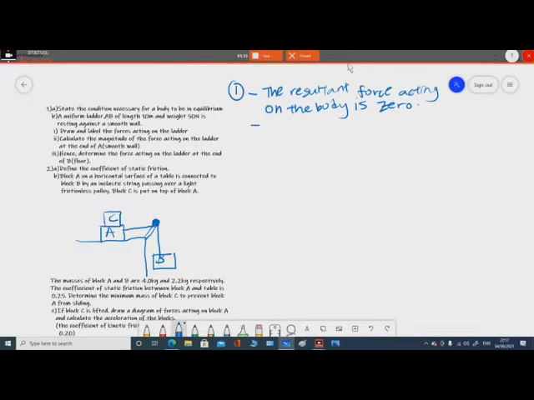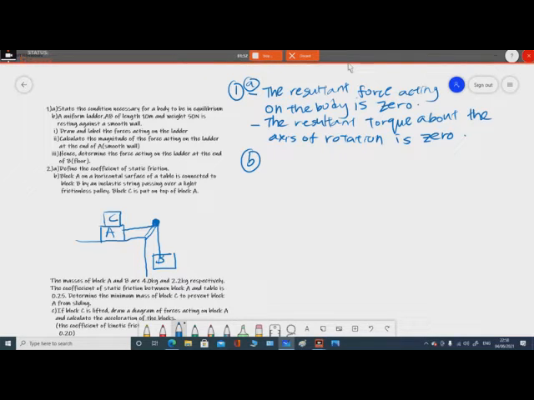And the second one, the resultant torque about the axis of rotation is actually zero. This is the condition and requirement for the body to be in equilibrium. Okay, so let's move on to B.